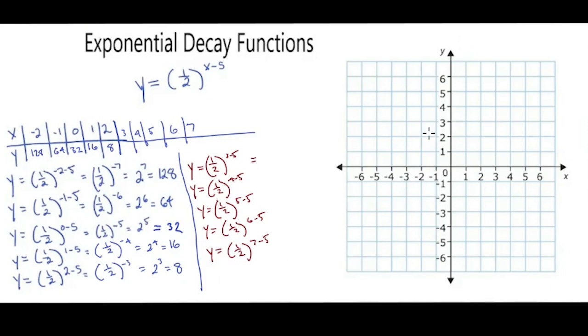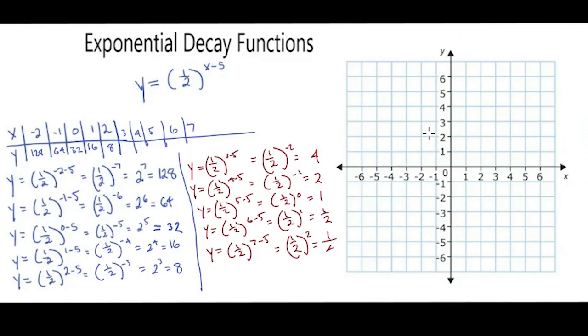So what that gives me is 1/2 raised to the -2nd, which is 4. 1/2 raised to the -1st, which is 2. 1/2 to the 0 power, which is 1. 1/2 to the 1st power, which is 1/2, and 1/2 squared, which is 1/2 of 1/2, which is 1/4. So I'll fill those in my table. So I have 4, 2, 1, 1/2, and 1/4.